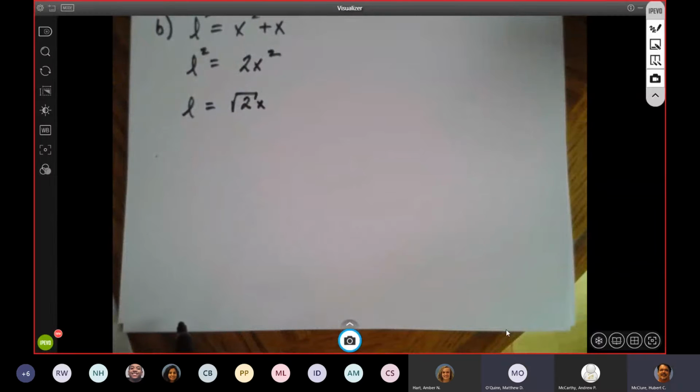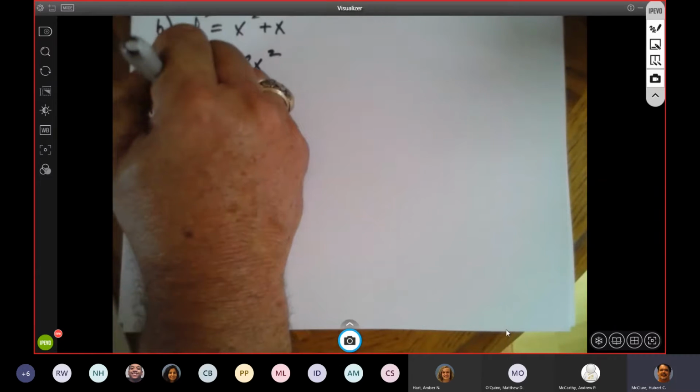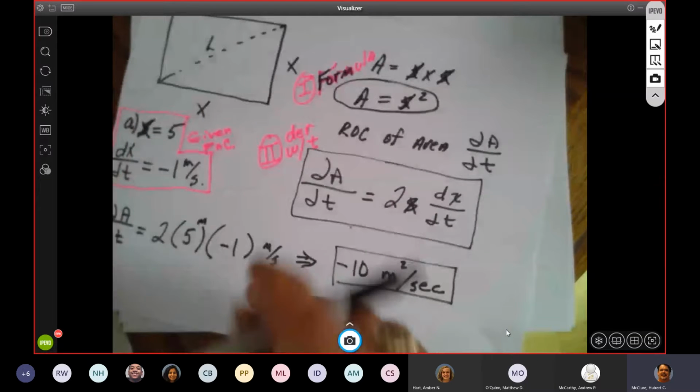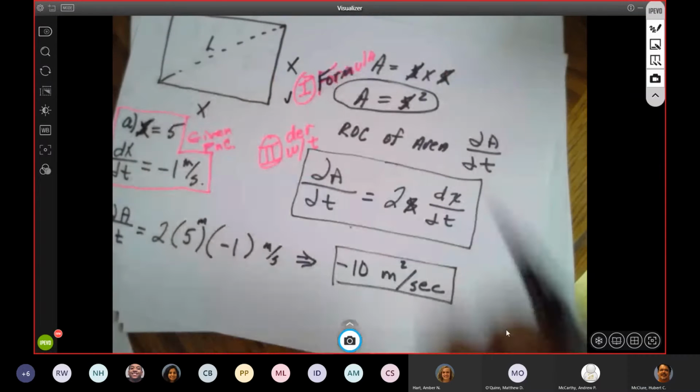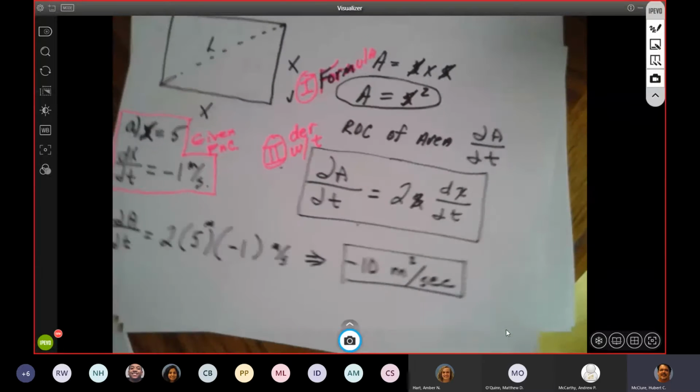Now we got another formula. What do we do with the formula after we get it? Let's go back. What do we do after we find the formula? You take the derivative of it, Hubert. That's right, class.